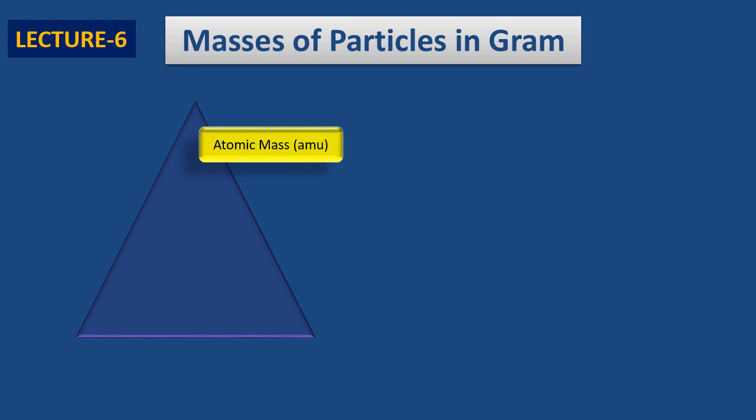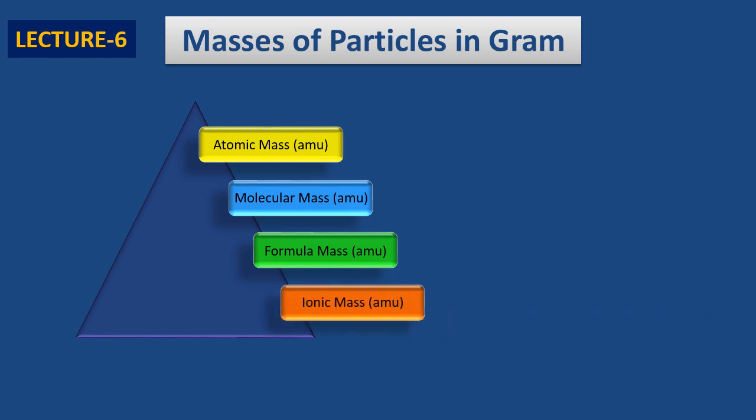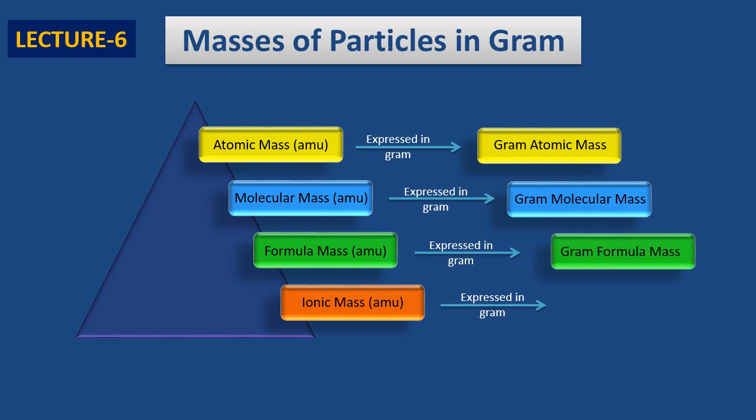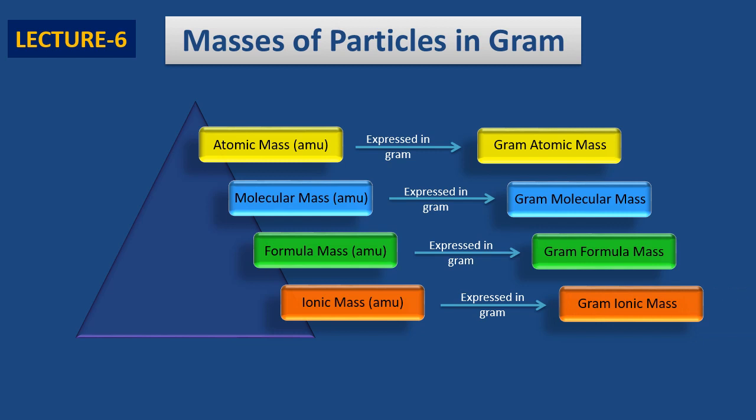As you know, the mass of an atom, molecule, formula unit and ion is expressed in AMU. But if they are expressed in gram, they are termed as gram atomic mass, gram molecular mass, gram formula mass and gram ionic mass respectively. Each of these quantities is given a special name, that is a mole. So you got this. Mole is the center of my today's talk. Let's draw the complete flowchart up to mole.